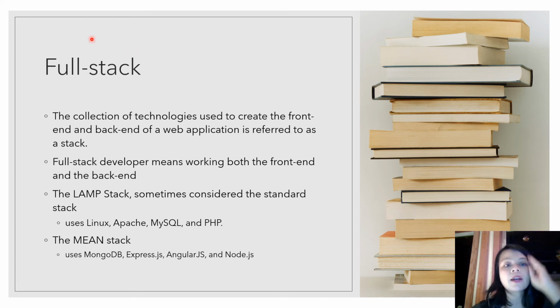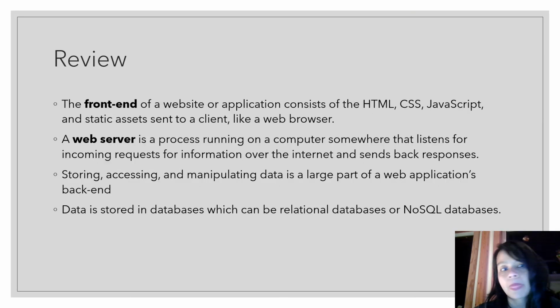Okay, next we'll talk about full stack. The collection of technologies used to create the front end and the back end of a web application is referred to as a stack. So full stack simply means working both the front end and the back end, so everything. The LAMP stack, sometimes considered the standard stack, uses Linux, Apache, MySQL, and PHP. The MEAN stack uses MongoDB, Express.js, AngularJS, and Node.js.